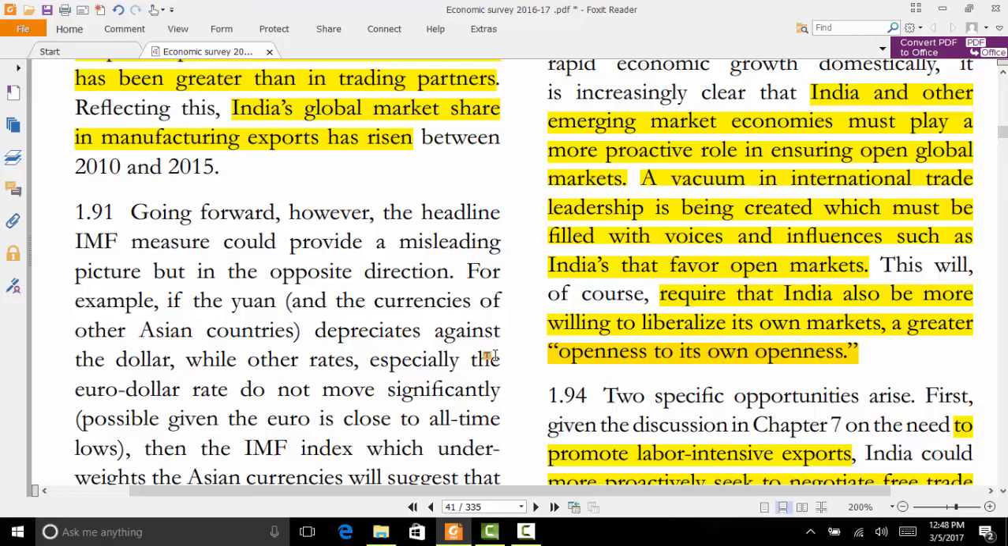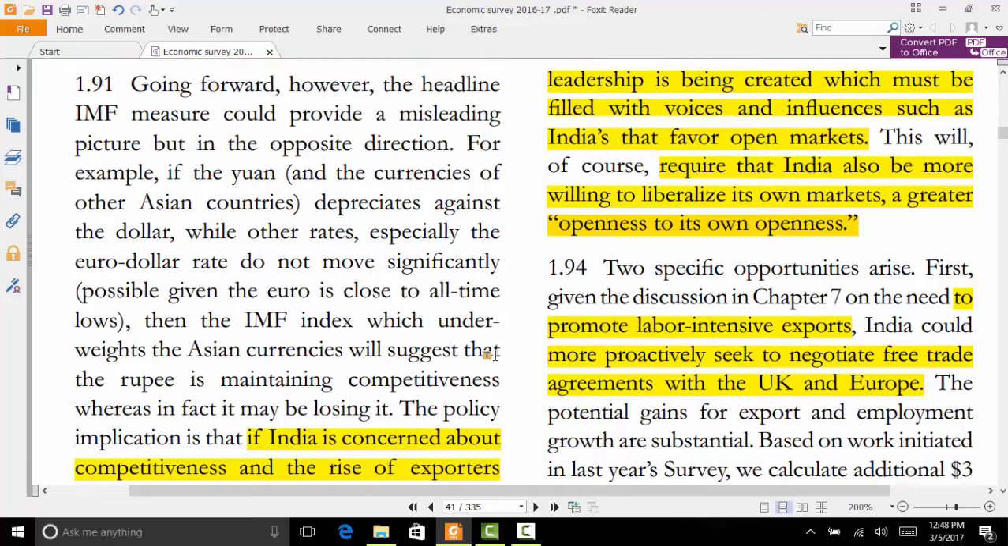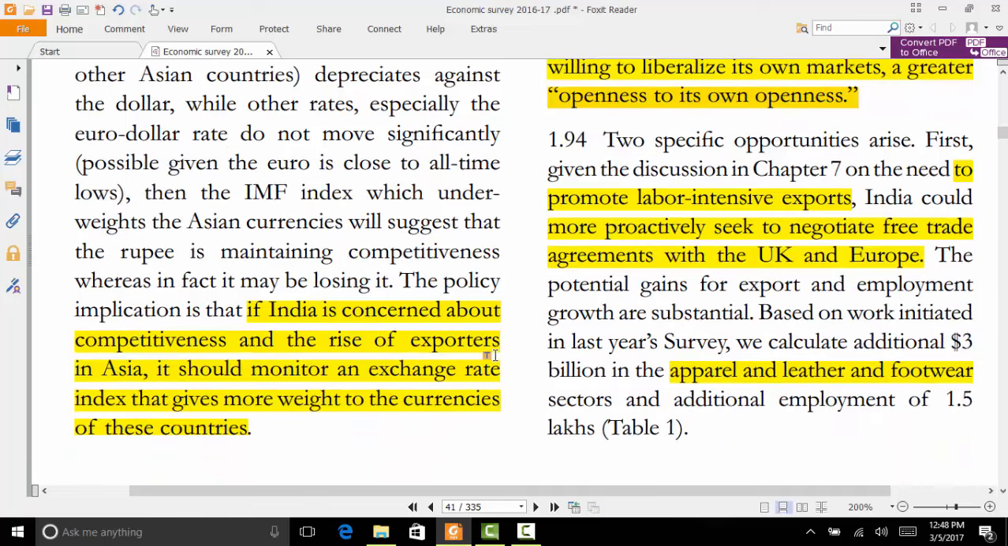And for that purpose, India will also need to liberalize its economy and open itself more, right? Because how can we ask other countries to open their markets unless we open ourselves more? So this is a compulsion that India needs to address, that this survey suggests. Regarding labor-intensive exports, it is suggested to negotiate free trade agreements with the UK and Europe.